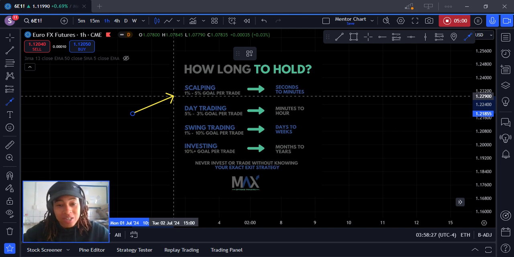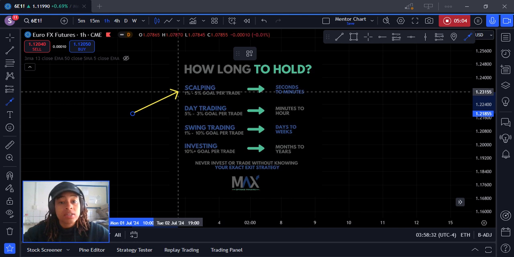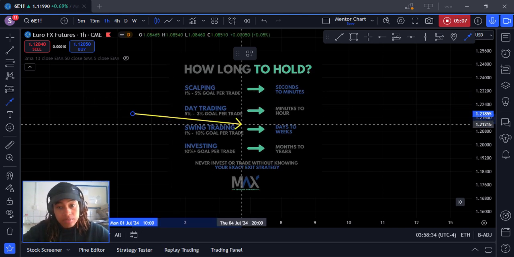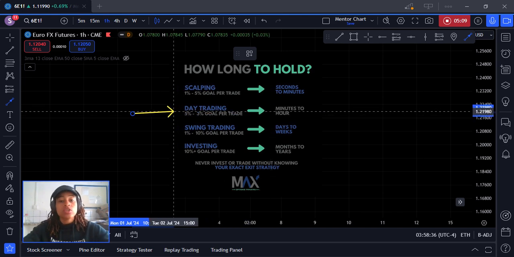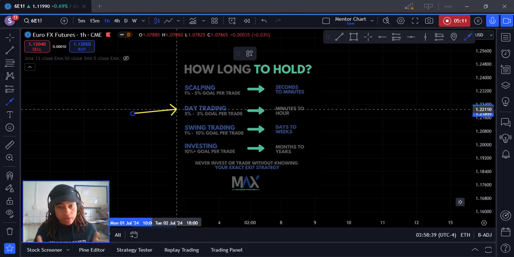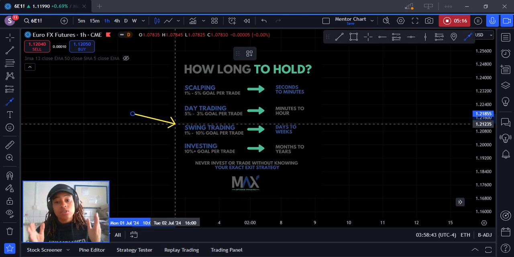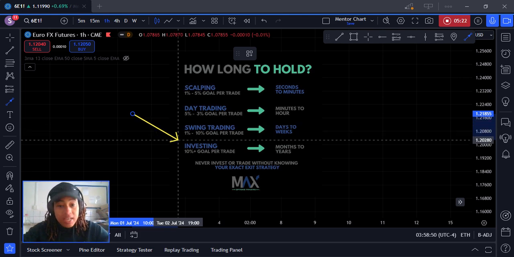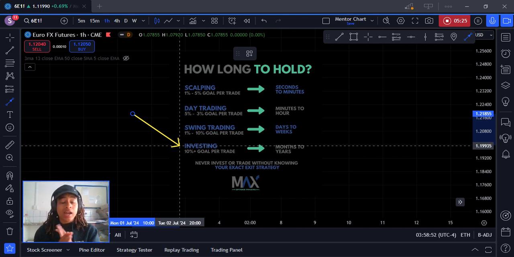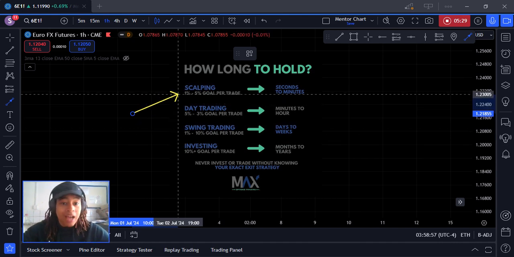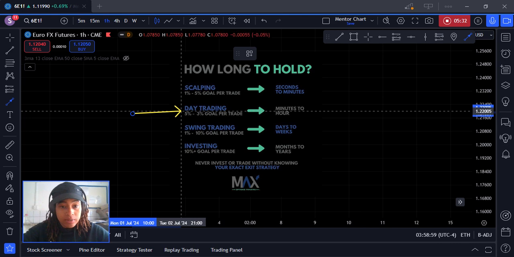I also experienced day trading. I experienced a little bit of swing trading, but I'm most confident in scalping. Now there's day trading. That is minutes to hours. So day trading, you're holding the trade throughout the day, basically. And then there is swing trading. You're holding a trade days to weeks. So you're holding that trade throughout the week. And then investing is that you throw your money in there and you leave it alone. And so the main one that I do is scalping and day trading.